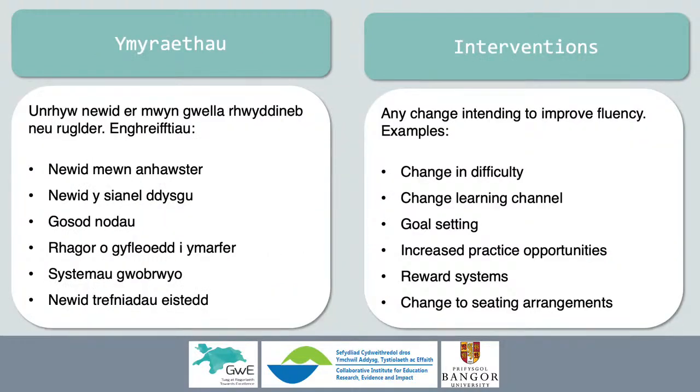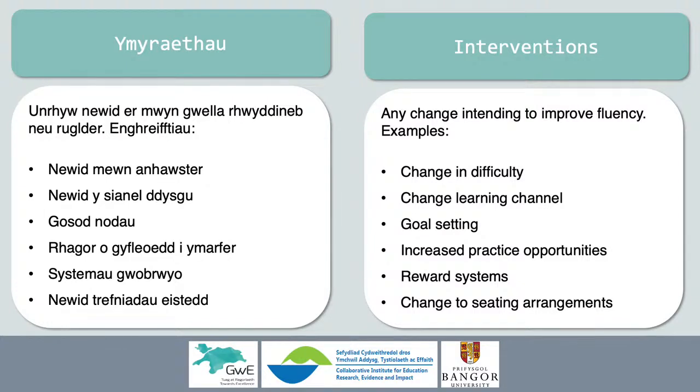An intervention here is defined as any change that intends to improve fluency. It's important that you only make one change at a time to pinpoint what works and what doesn't, and to avoid wasting any unnecessary resources. On this slide, you can see a list of example interventions that you might want to consider if a pupil isn't making desired progress towards their fluency aim. This is not a full list of the possibilities.